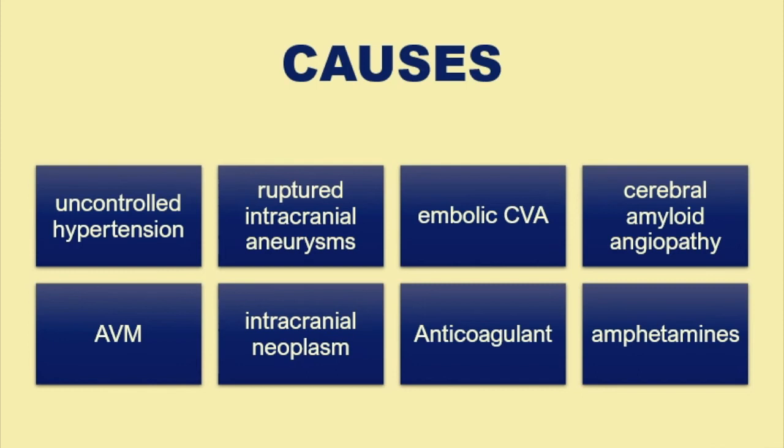Then you have your arteriovenous malformation. Then we also have your intracranial neoplasm. Class, your neoplasm or neoplasia would usually be related to, for example, growth of tumors. This may result in compression of the blood vessels and possibly rupture.